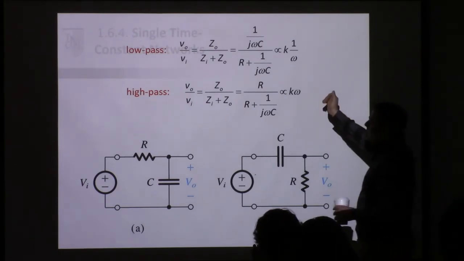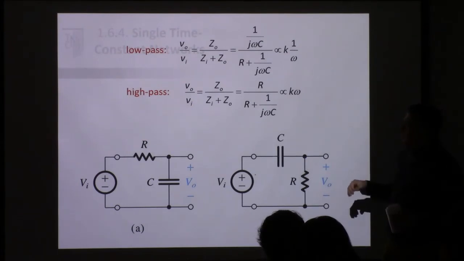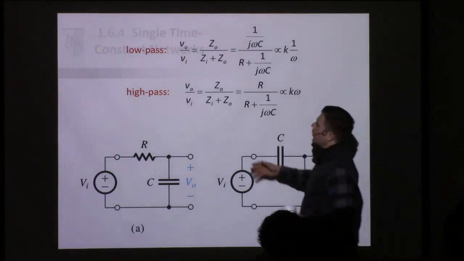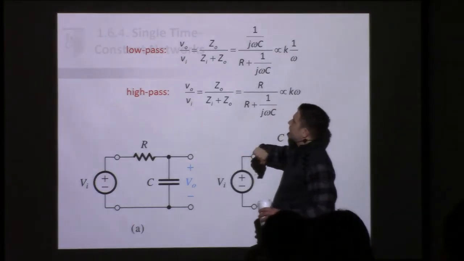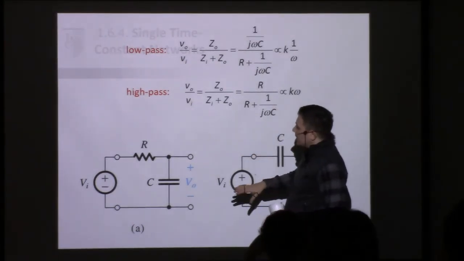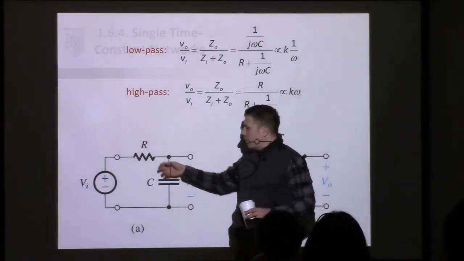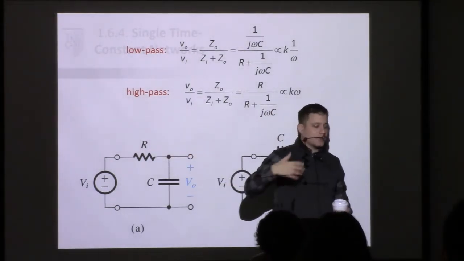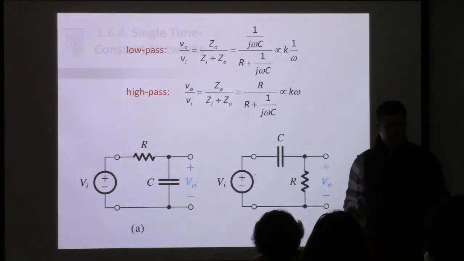So let's try to explain this. First things first, we know we're looking for V out over V in. Now, let's give these generic names. I can call both of these impedances, right? A resistance, a reactance, it all falls into the term impedance.